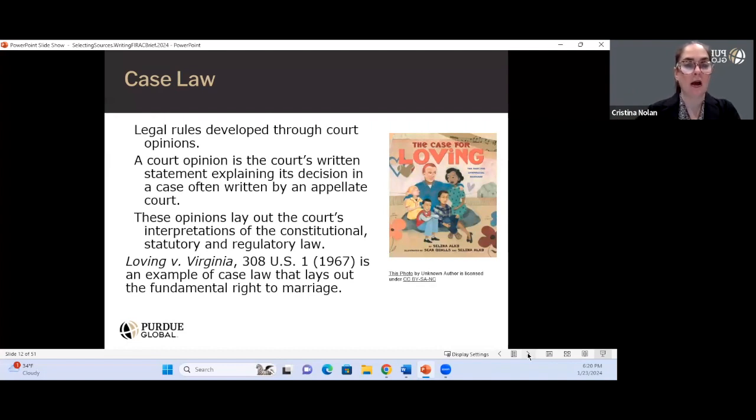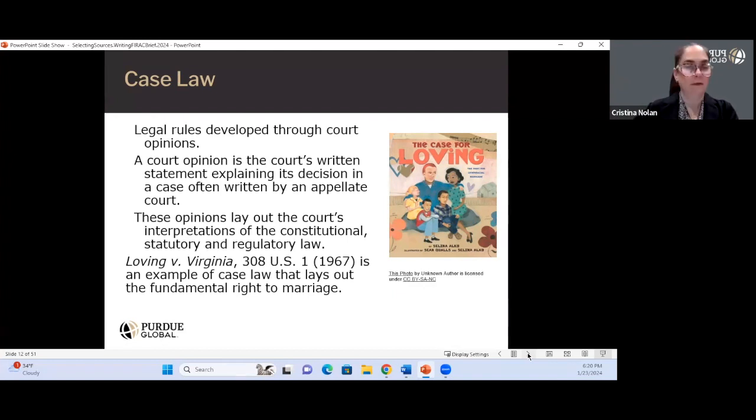In many cases, judges have a law clerk, and the law clerk will write the majority of these opinions. Of course, the judge will go over that and make sure it's correct and they're on the same page. But these law clerks are generally law school graduates at the very highest percentage of their class. So they're sort of scholars in their own right that are assisting the judges with writing these opinions. They lay out the court's interpretations of constitutional, statutory, and regulatory law.